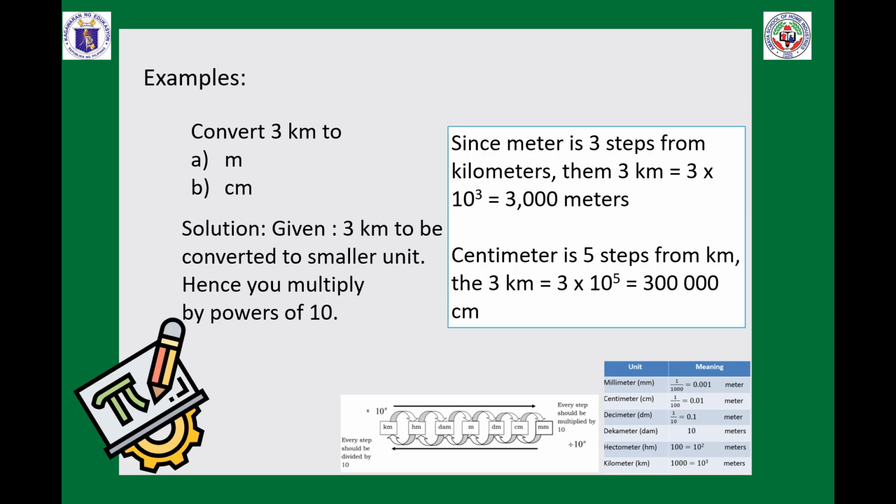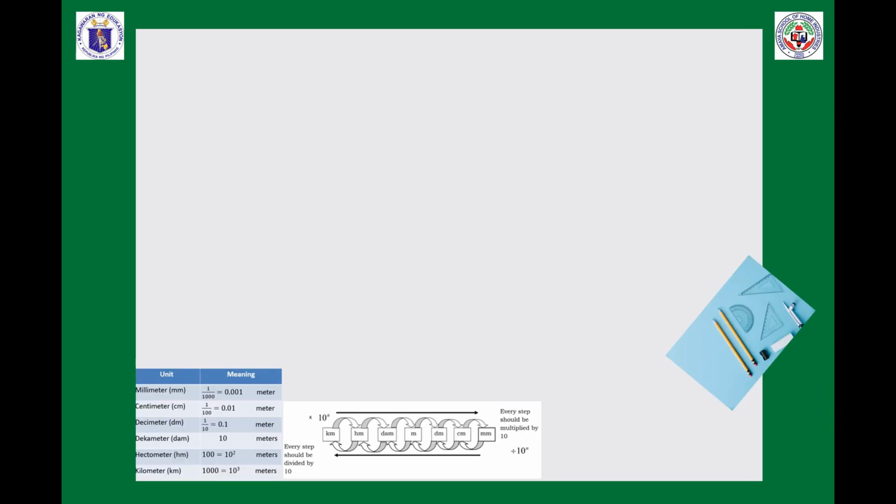So 4 centimeter naman, that is 5 steps from kilometer. So we have your kilometer going to centimeters, 1, 2, 3, 4, and then 5. So that is 3 times 10 raised to 5, which is equivalent to 300,000 centimeters.